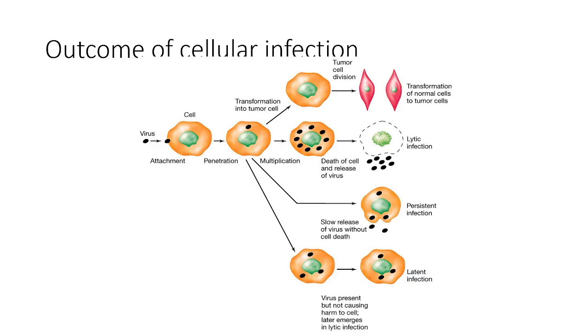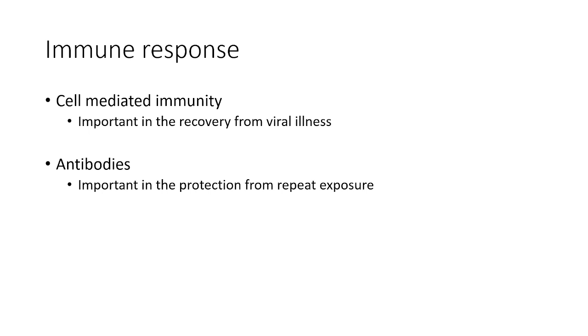The third is the slow release of virus without any kind of cell death. So it's a persistent infection. You are undergoing an infection, and the viral count increases, but the cell does not die, so it's not harming the cell. And the other one is the latent infection, where the virus is present but not causing any harm to the cell, and later emerges in an active infection.